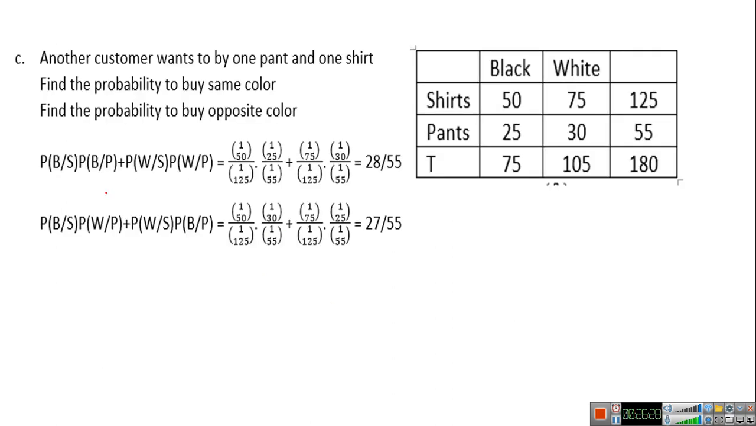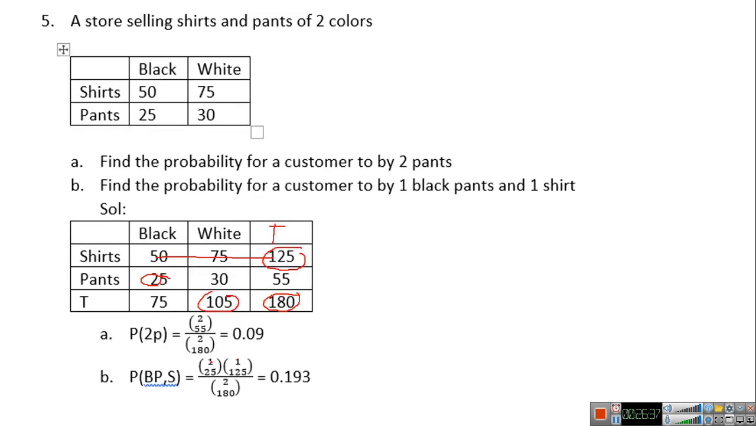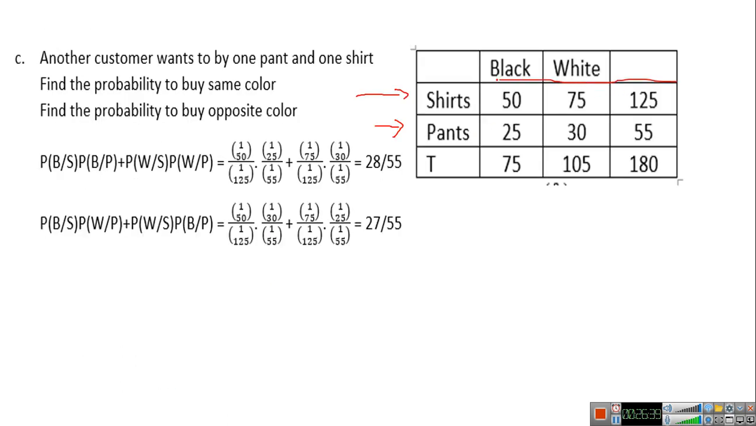Another customer wants to buy one pant and one shirt. Like we did, I want one pant and one shirt. So it's independent. I don't do it like I did in the previous one. This is alone, and this set is alone, because I have two sub-universes.